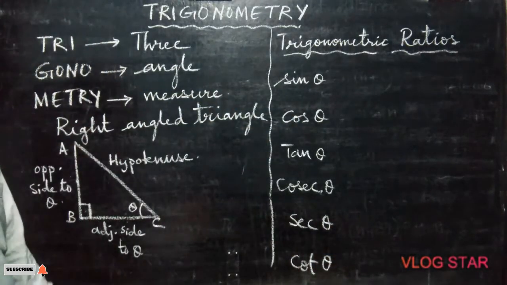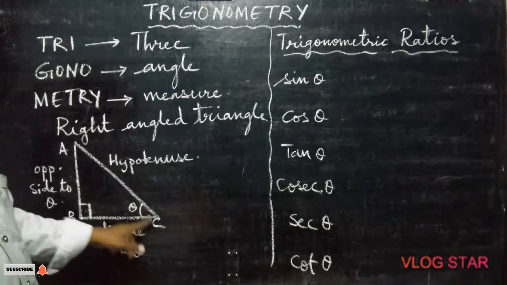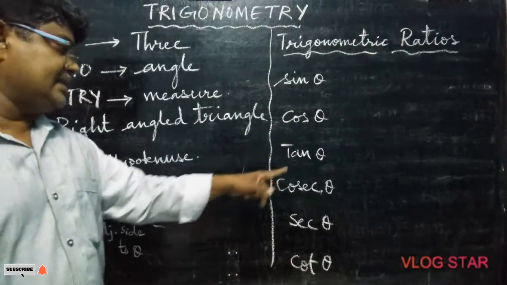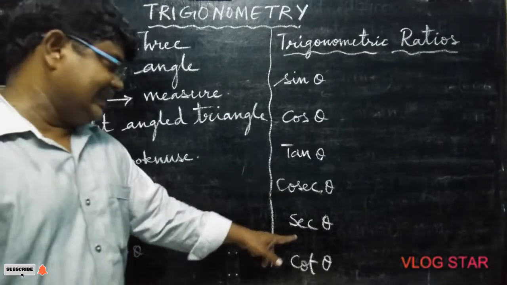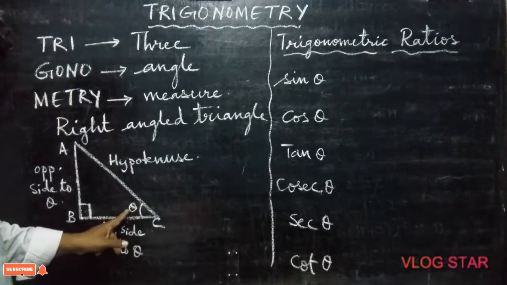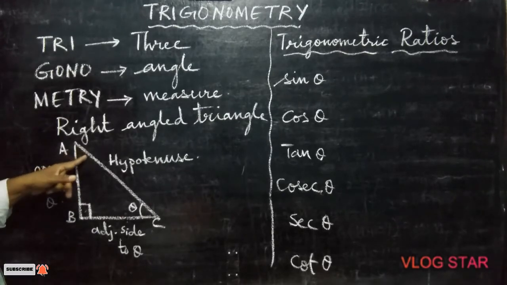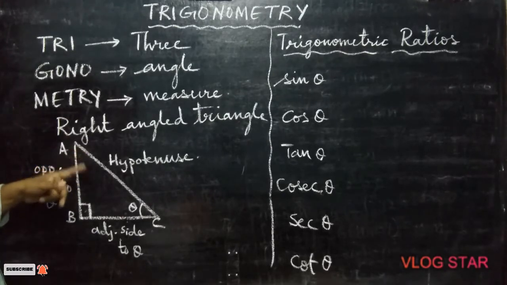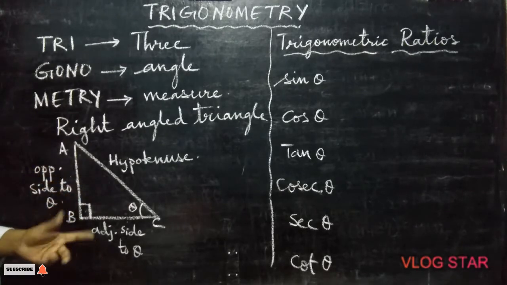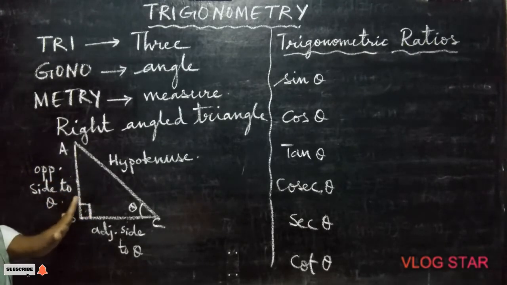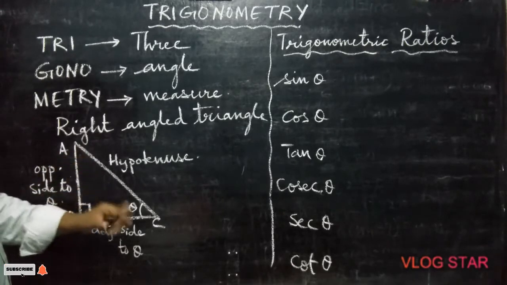Able to follow? Or some will say C instead of theta: sine C, cos C, tan C, cosecant C, secant C, cot C. Either theta or C. Or sometimes they ask sine A, cos A, tan A, cosecant A, secant A, cot A. Then it changes, that's all. But B is 90 degrees. Are you able to follow? So here we take either this angle or that one.